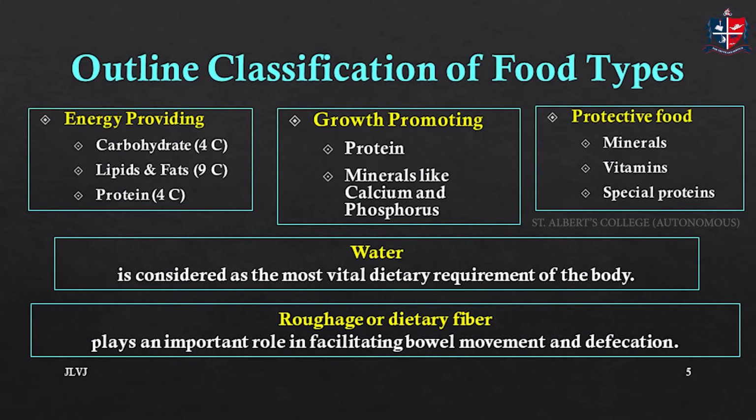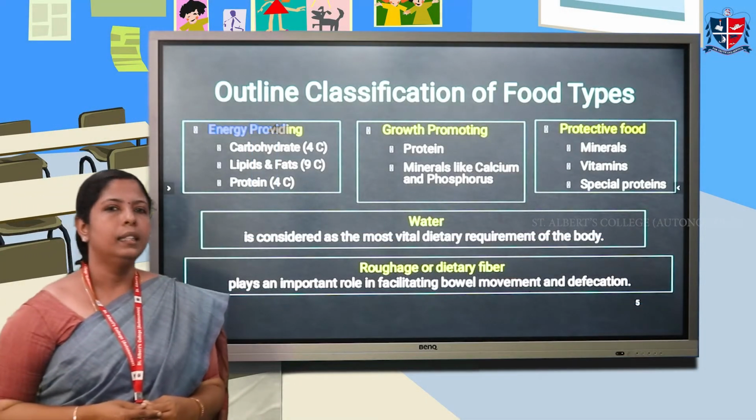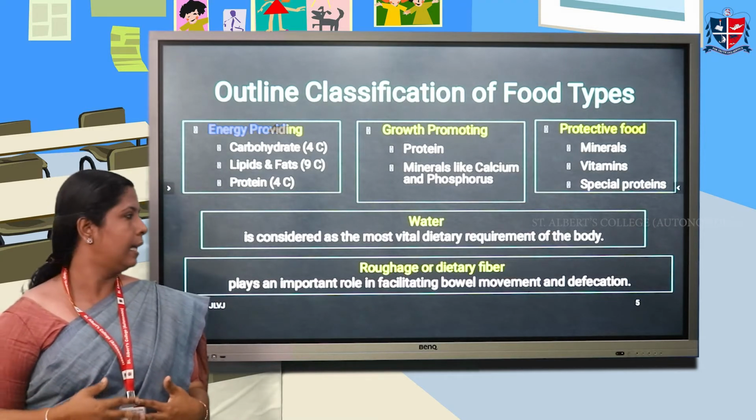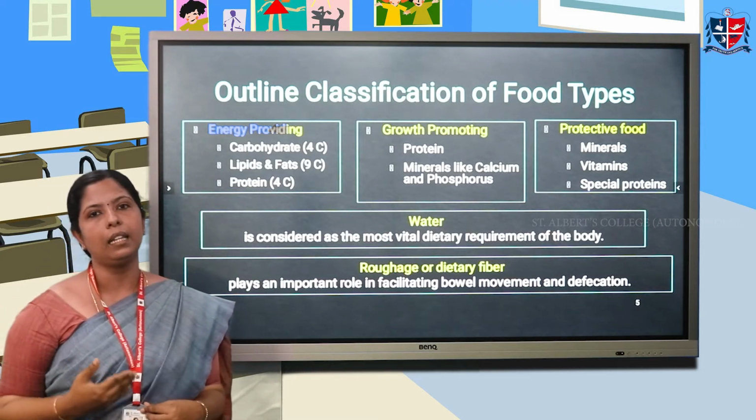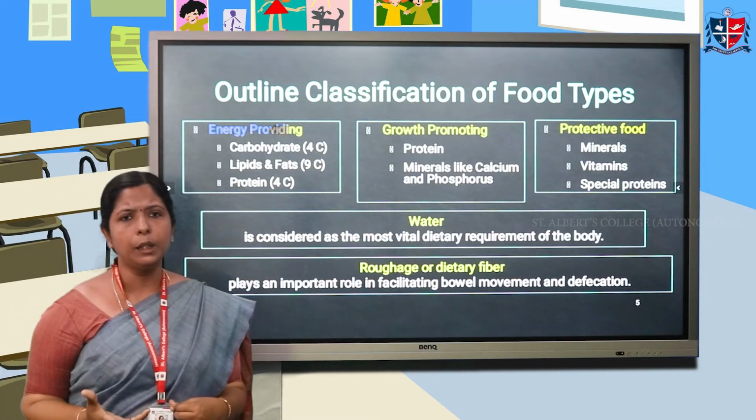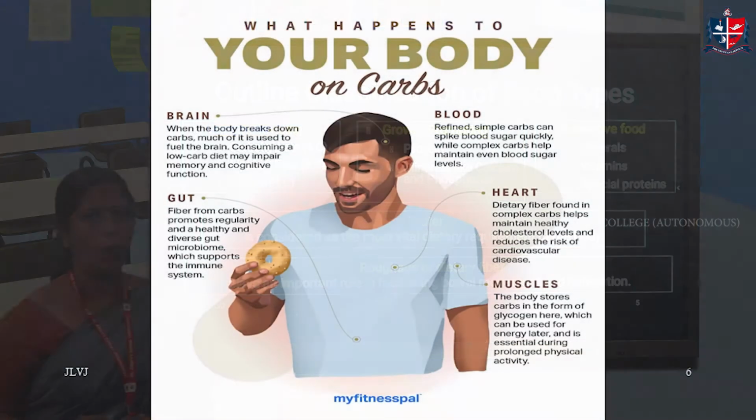Then water, which is definitely most required; at least 8 glasses of water are required in a day. And dietary fibers are also a very important component of food, because they are very useful for our gut and help facilitate proper bowel movement. Otherwise, if you are not consuming enough dietary fibers, you will experience constipation and other problems.